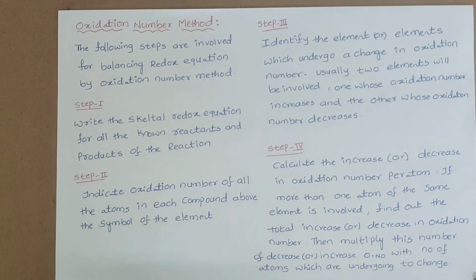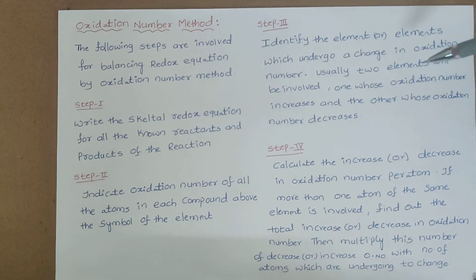So here also some steps are involved for balancing the redox reaction, but it is somewhat easier compared to the ion electron method. First, like in the ion electron method, here also we need to write the skeletal equation, and after that in step 2 we need to find the oxidation number of all the atoms in each compound, above the symbol of the element. In step 3, we need to find out which element undergoes oxidation and which element undergoes reduction.